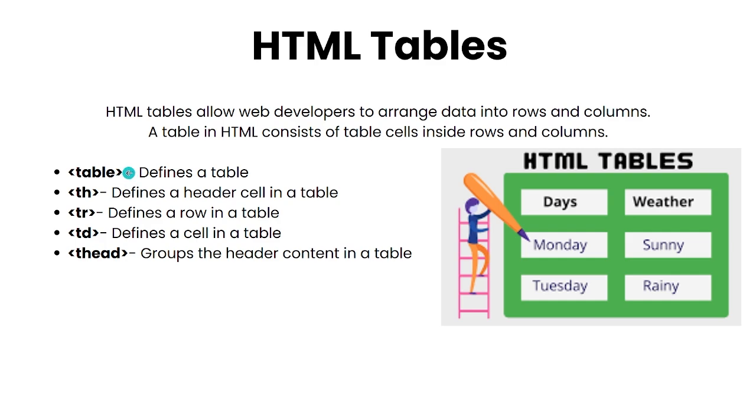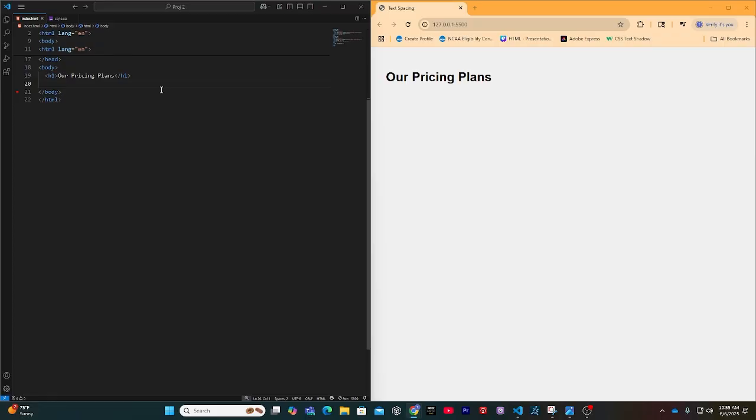And here you see you have the table tag that defines a table. You have TH, which defines a table header, TR, which defines a table row, TD, which defines a table cell. And then you also have T-head, which we probably won't cover, but that's groups of headers and content in a table. All right, let's get started.